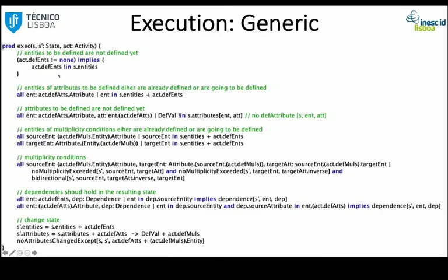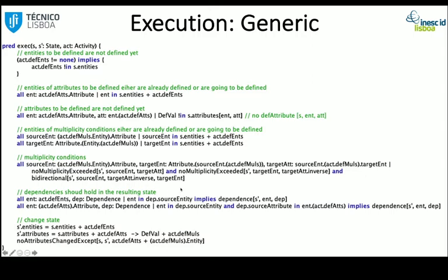Okay. So this is an example of the execution. This is the generic code for the execution of an activity, and this is all the things that should be preserved. So if in an activity I define entities, the entities to be defined are not defined yet. This is verified there. And then I have a change state, which occurs at the end: as a result of executing the activity, I say which entities are in S prime and which attributes are defined in S prime.